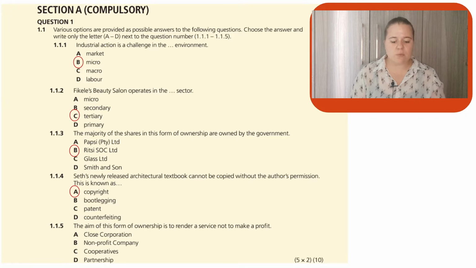The aim of this form of ownership is to render a service and not make a profit. Now, important, not make a profit. So when you're looking at those options, we can see that non-profit company is going to be our option, because a closed corporation makes money, cooperatives as well as partnerships. It says there we render a service, but we make no profit. So we know non-profit company.